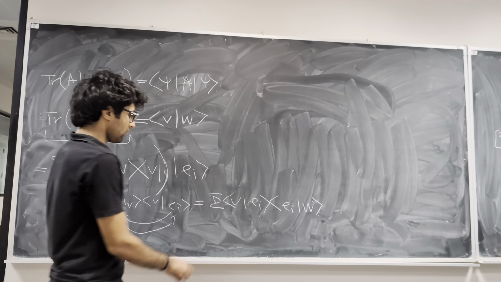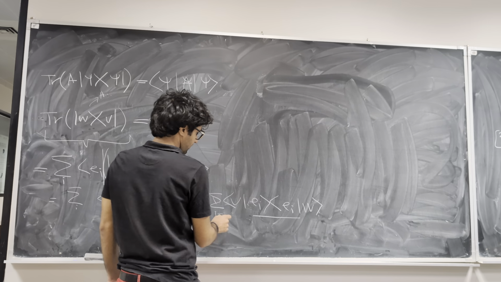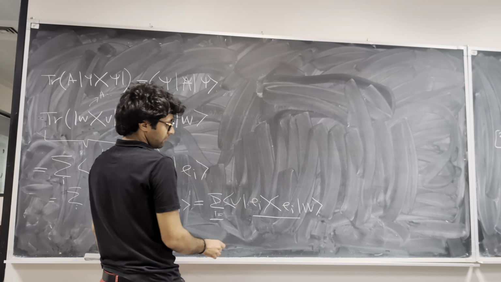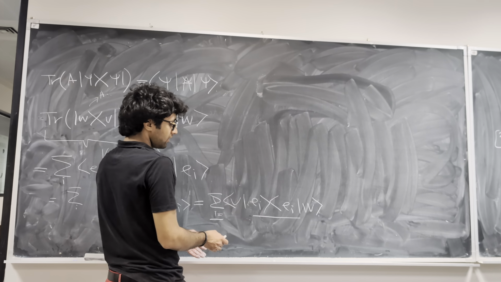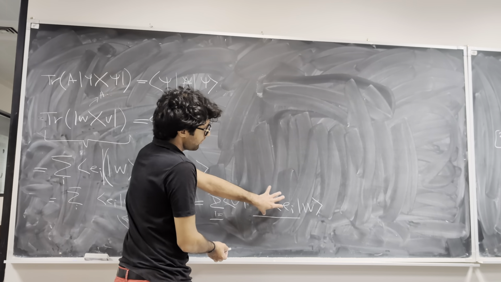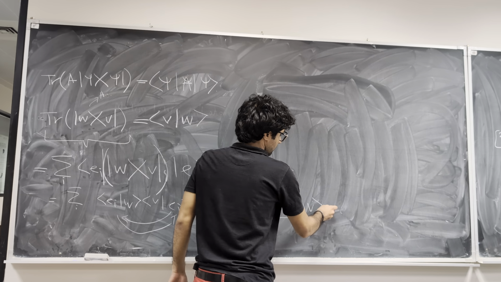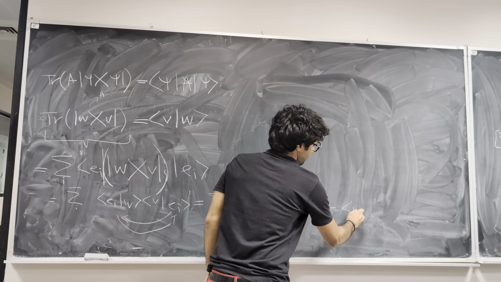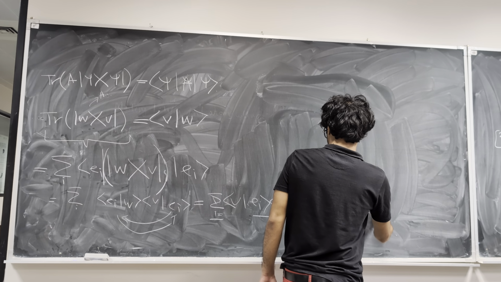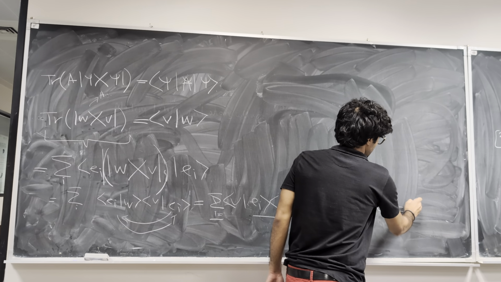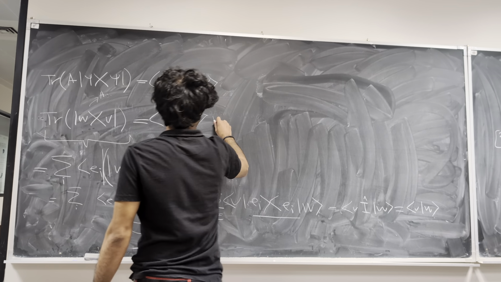Now this is just the resolution of the identity. So this thing over here is just the identity. I'm summing the projection operators, and summing all of them. So these would just be V identity W, which is just V W, and we have shown that this is true. Okay.